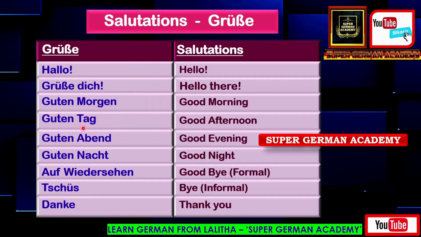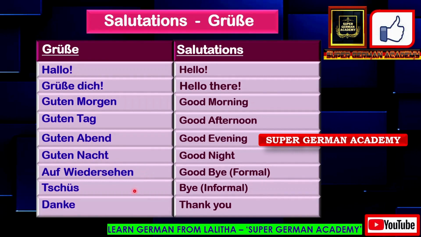Guten means good. Tag means afternoon. Guten Abend means good evening. Guten means good. Abend means evening. Guten Nacht means good night. Guten means good. Nacht means night. Auf Wiedersehen means goodbye. This is the formal way of saying. Suppose when you want to say goodbye to a stranger or someone elder to you, you say in a polite way. For that in German, we will say as Auf Wiedersehen.